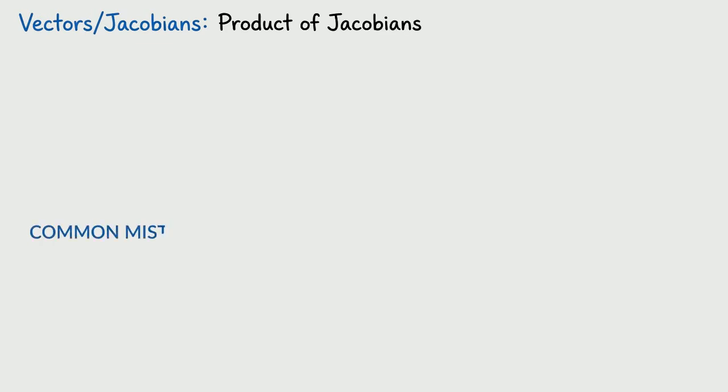If you're working with vectors and Jacobians, the chain rule says the Jacobian of a composition is the product of the Jacobians. That's a more advanced version, but it's the same principle. Let's talk about common mistakes.